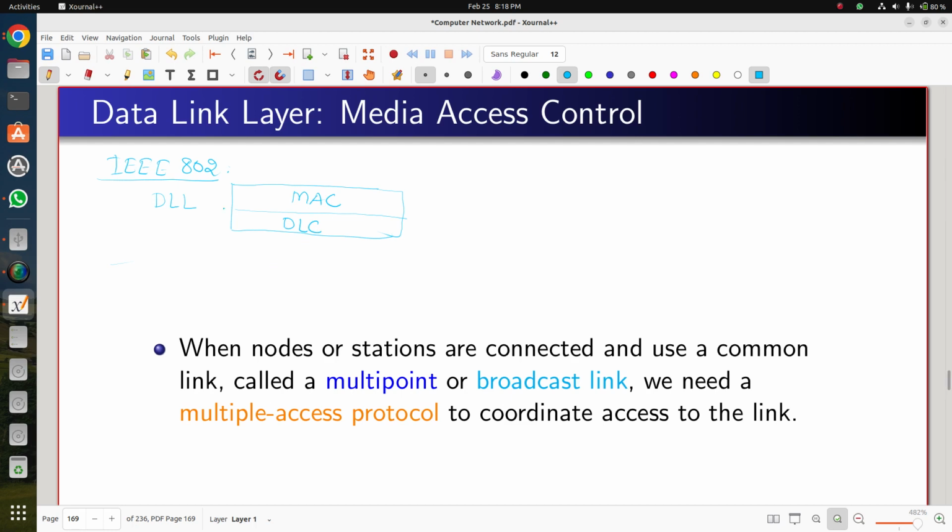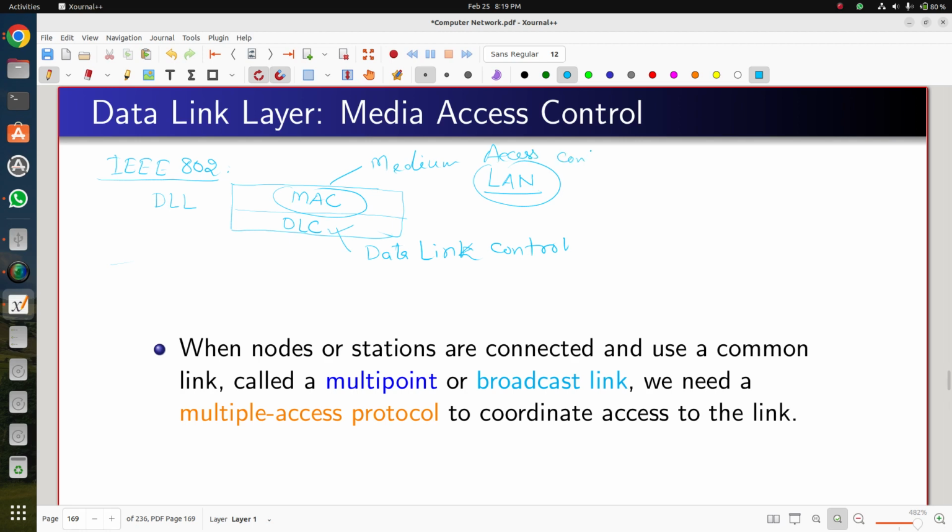So the MAC layer is different for different LAN technologies. The data link layer depends on what kind of LAN technology you are using. Your data link layer is divided into two portions. First is DLC, data link control. And second is media access control or medium access control.